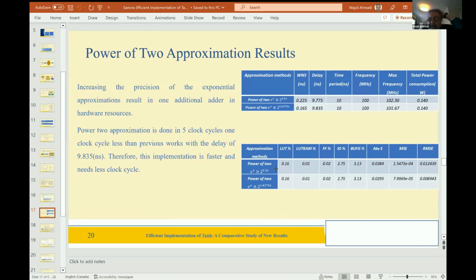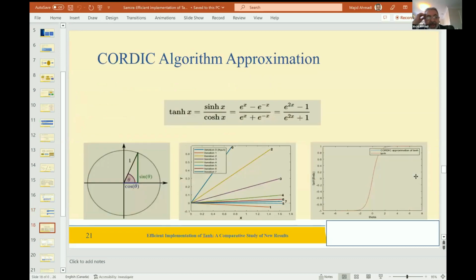And here it shows the resources we used in terms of the lookup tables, the RAM, the flip-flops, and input/output, and how these power of 2 approximations use them. Now, the CORDIC algorithm is a very efficient algorithm for approximation of the tangent function, sine, cosine, and e to the power x type functions.